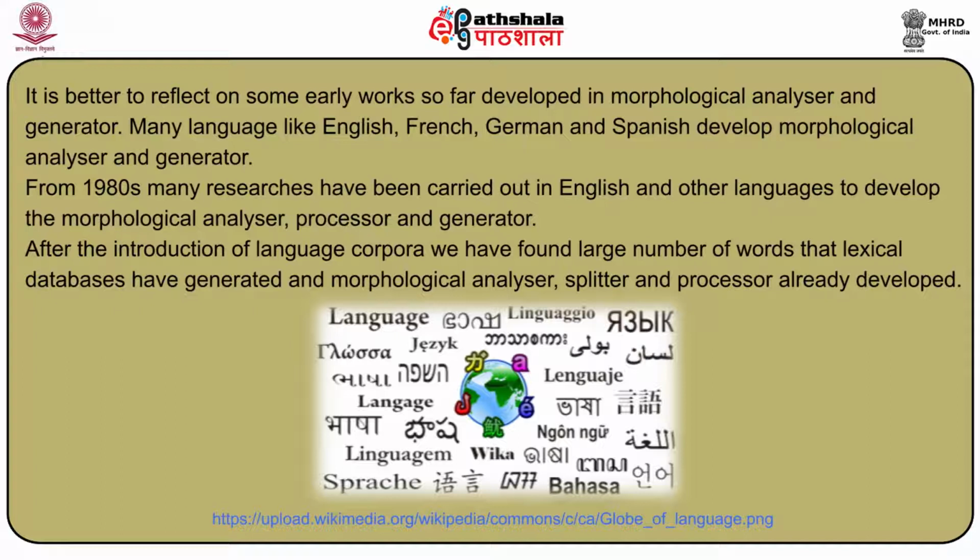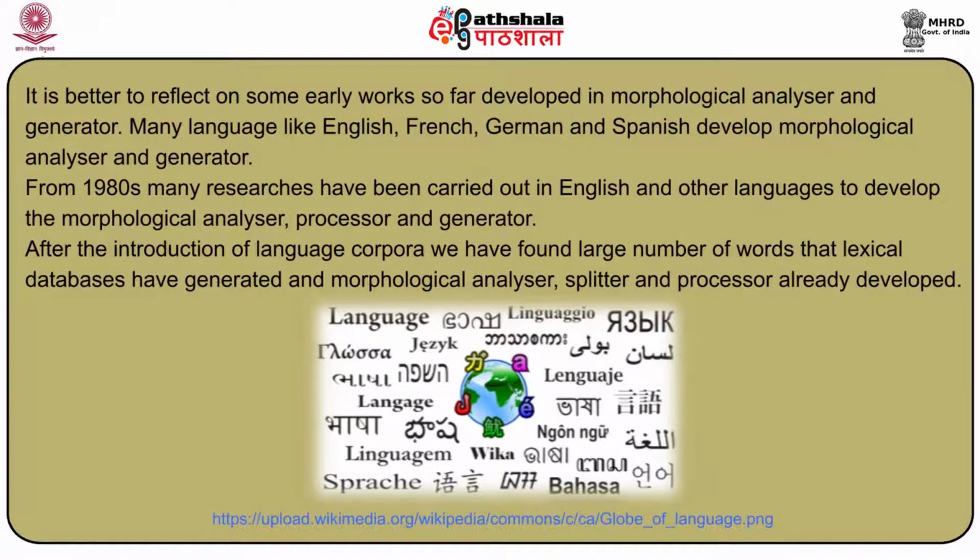So it is better to reflect on some early works developed so far in morphological analysis and generation. We know that many languages, such as English, French, German, Spanish, have developed morphological analyzers and generators. From the early 1980s, many researchers have carried out work in English and other languages to develop morphological analyzers and generators. Now we can refer to Koskenniemi's model, the Xerox school, Karttunen's model, and many others. Church and Gale have worked, and recently we have come across many other models and theories on how to do morphological analysis or generation.